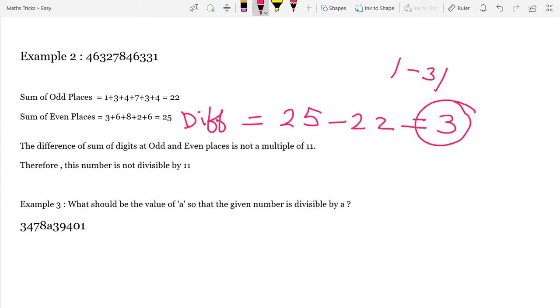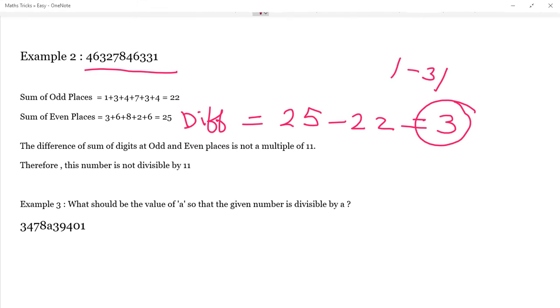Now, is 3 divisible by 11? It will leave a remainder, so it is not exactly divisible by 11. Hence this whole number will not be divisible by 11, and you can verify this on your own. Let's take another example, which is an interesting twist on the same technique that we have learnt here.